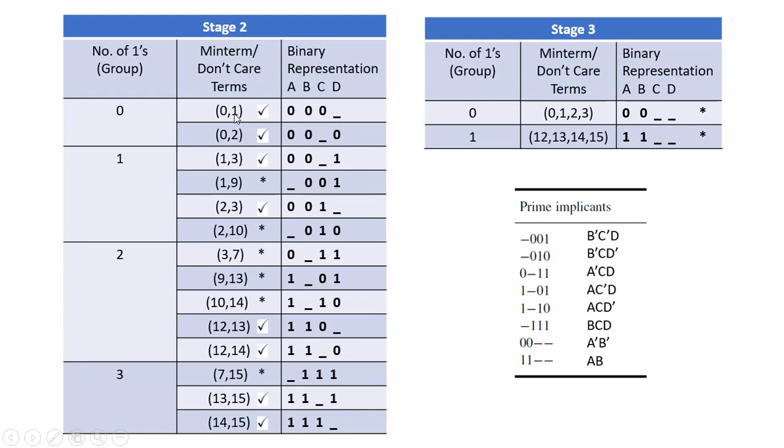This combination will cover 0 1 and 2 3, these pairs, so we will tick these pairs. Similarly, we will make the comparison between 0 2 and 1 3.